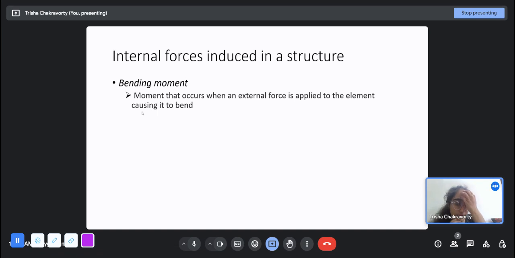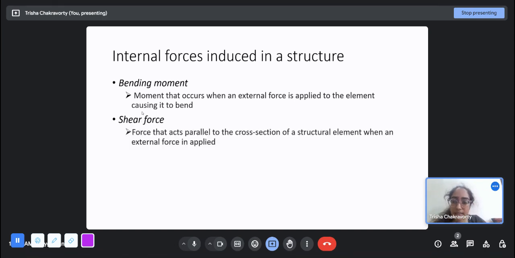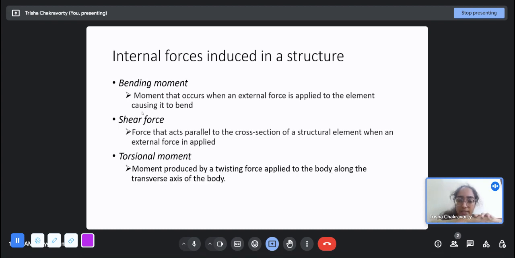Bending moment is the moment that occurs when an external force is applied to the element, causing it to bend. The second one is shear force. Shear force is force that acts parallel to the cross section of a structural element when an external force is applied. So if this is a beam and this is a force, then it is called shear force. And torsional moment is a moment that is produced by twisting force. If we put the force like this, then the force is a shear force, and the structure will bend like this. That is the bending moment. Now, if we provide a force like this, then we get a torsional moment, a twisting kind of thing.